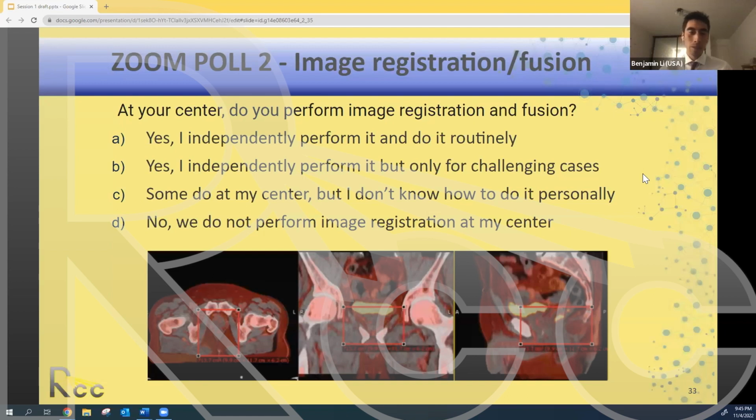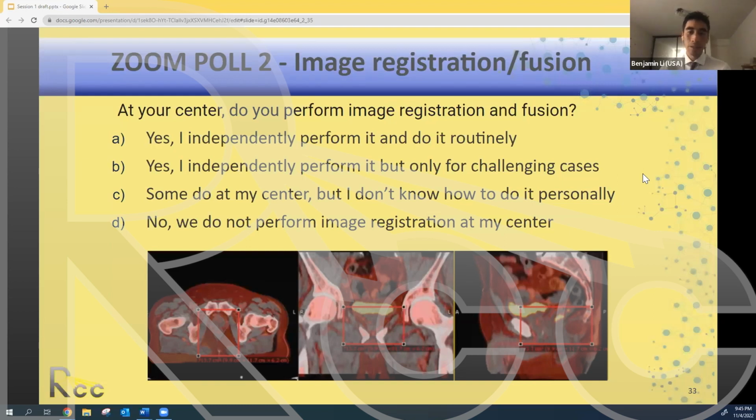I know that there's different levels of technology and staffing. And so this actually really helps give us a better sense of how we can best teach and cater the educational materials for you all. Okay, good. We have 100 people who have answered. This is really good. We'll give maybe 10 more seconds.